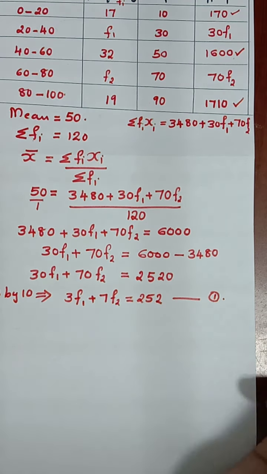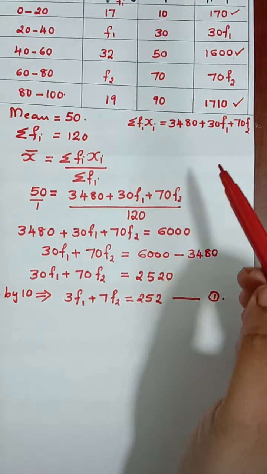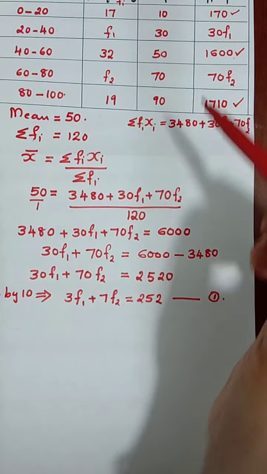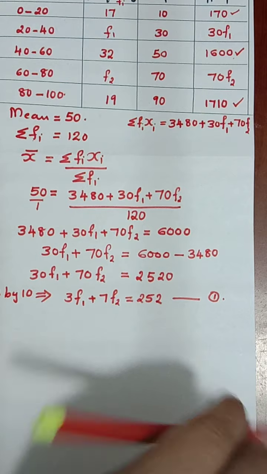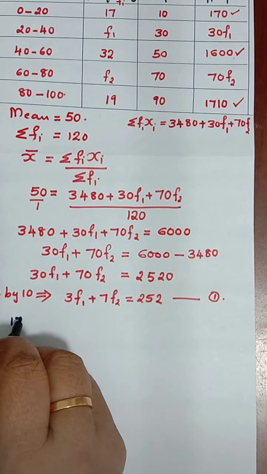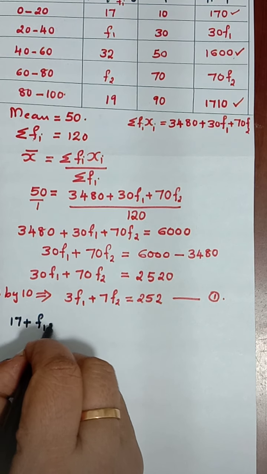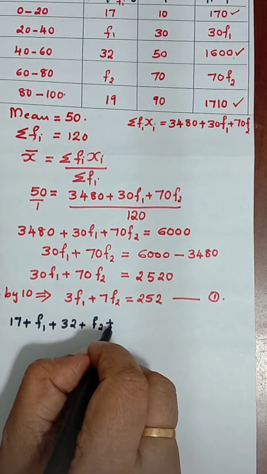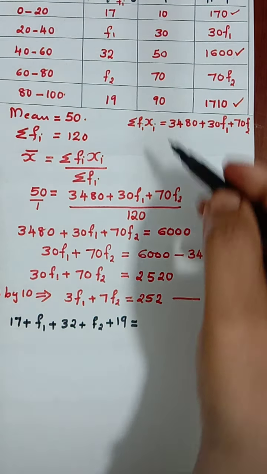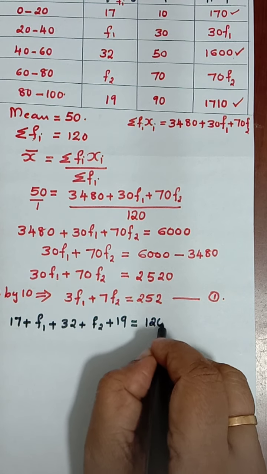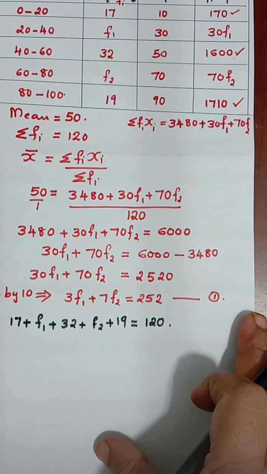Let us find out the second equation also. Then we will be solving both. To get the second equation, what is the clue? Sigma Fi is 120. How to take that? Here we have to write it as 17 plus F1 plus 32 plus F2 plus 19. That is the sigma Fi. That we know already, it is given to us equal to 120.